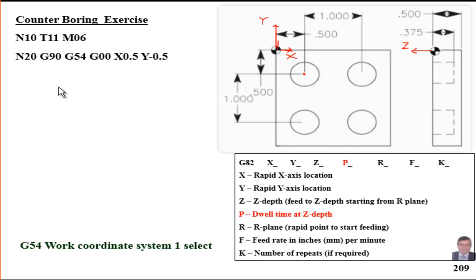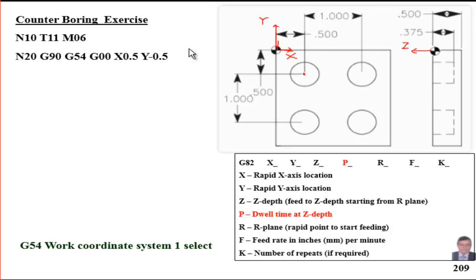We start by selecting which tool we're going to use. Then we use the absolute coordinate system, and one of the coordinate systems which we select is G54, which is system number 1. G00, rapid movement to that position. Let us see what this value represents.